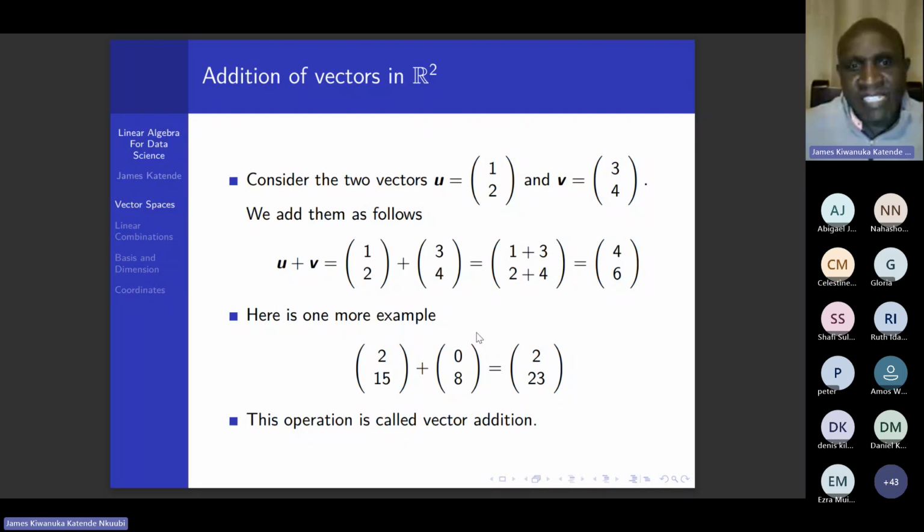We define vector addition. Here we're adding 2 vectors. We pick 2 examples, 1, 2, and 3, 4. These are two vectors in R2, and we want to add them. That's how we shall add them. We simply add components that are in the same position. So 1 is added to 3 to get 4. 2 is added to 4 to get 6. That is how you add them. One more example down here. So this is one operation that you impose on the set R2, which we call vector addition.